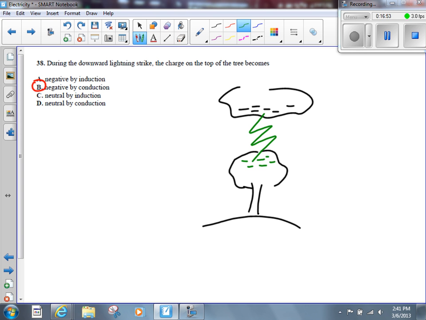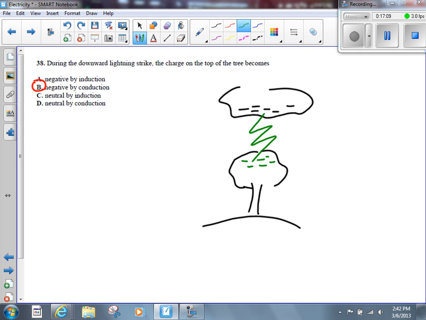Why is it conduction as opposed to induction? Not because it's touching. No, the cloud isn't touching the tree. There's a transfer of charge here. It's funny you said that, Jared, because in all three classes I've asked that question, and all three classes I've got the same answer: it's touching.